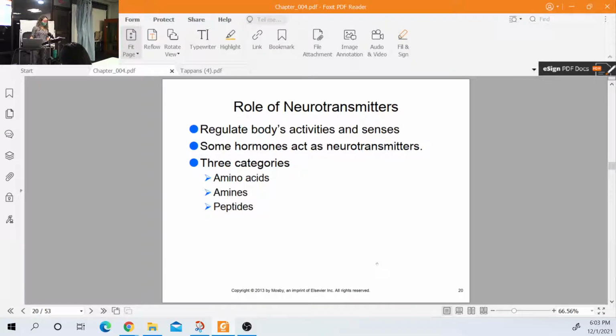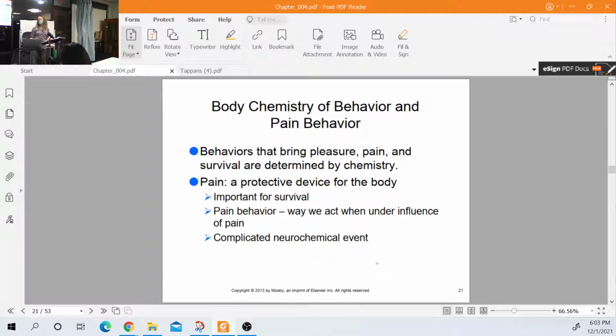All right, body chemistry and behavior of pain. So we have pleasure sensory information, we have pain sensory information, and we have survival mood. There are different neurotransmitters that will be released depending on what's going on. Our behavior is affected by that. When you are in excruciating pain, how does your behavior change? Just on the average.